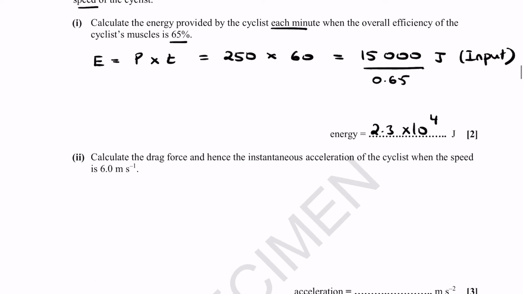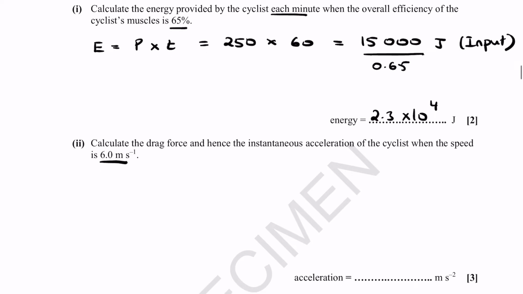For part II, we are to calculate the drag force and hence the instantaneous acceleration of the cyclist when the speed is 6 meters per second. So I can work out the drag force, which is 0.4 times 6 squared, and that is 14.4 newtons.